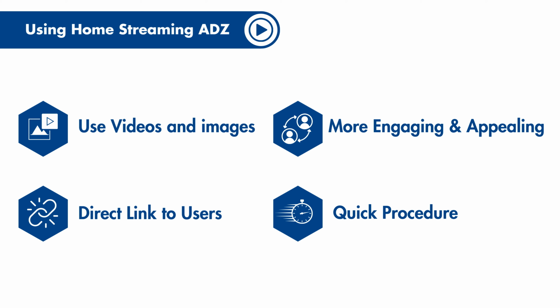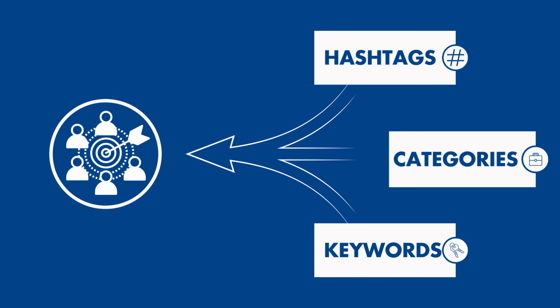Each ad includes a direct link to your streaming platform, allowing users to quickly access your service and start watching. By adding hashtags, keywords, and clear descriptions, you can ensure that your ads reach the right audience, people who are specifically interested in home streaming.